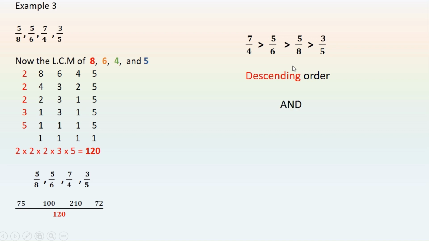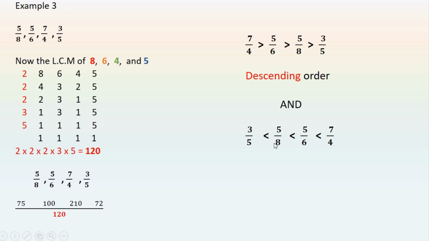The next one is to arrange in ascending order. That is from the least number to the greatest number. When you look at the example here, the least digit here is 72. And 72 goes in for 3 over 5. And the next least digit is 75. That goes in for 5 over 8, followed by 100. That goes in for 5 over 6. And the greatest number here is 210. That goes in for 7 over 4.